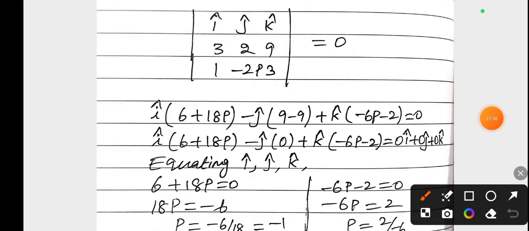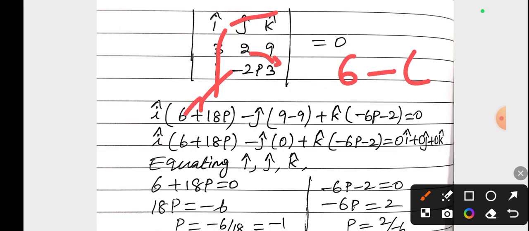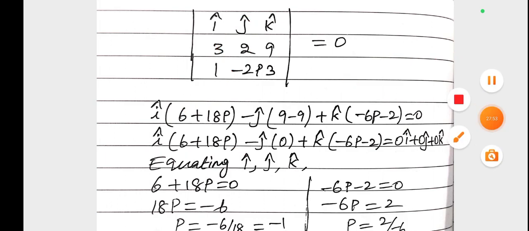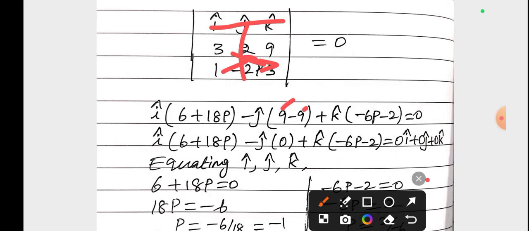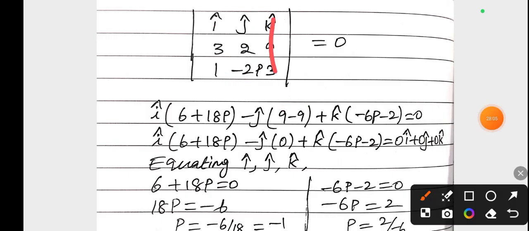When you do this, you will get i cap. When we expand it, i cap: 2 into 3 is 6, then minus of minus 9 twos are 18p, so minus into minus is plus, so 6 plus 18p. Then minus j: 3 into 3 is 9, then minus 9 by the formula. Then plus k: when you do it, you get 3 into minus 2p, minus 6p by the formula, minus 2. Then 6 plus 18p, then it's 0, and minus 6p minus 2, equated with 0 i cap plus 0 j cap plus 0 k cap.